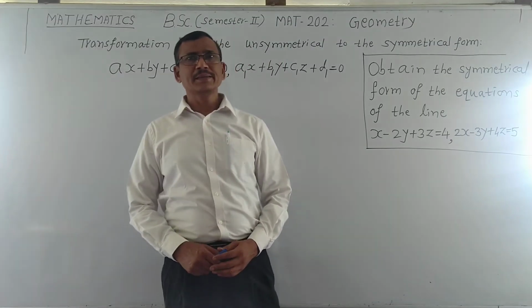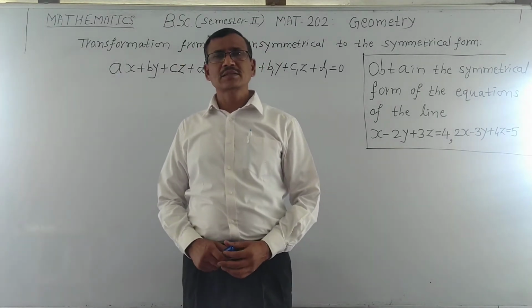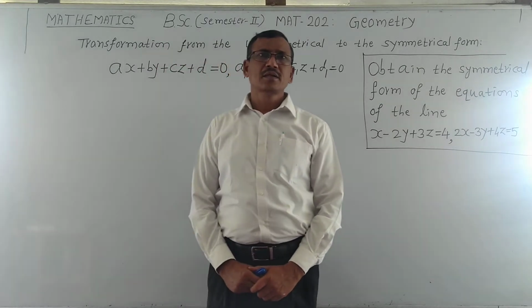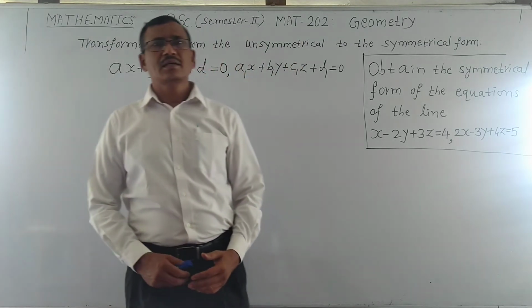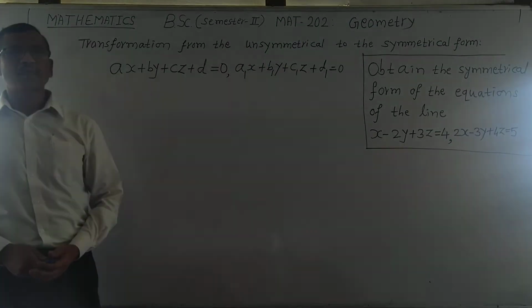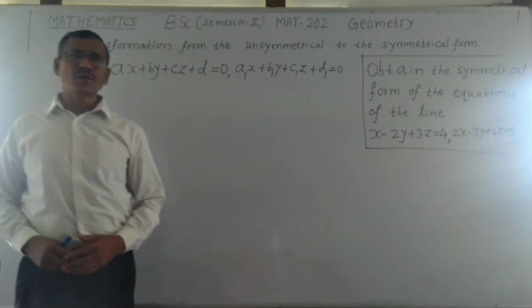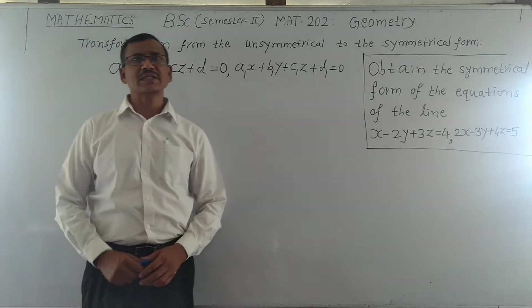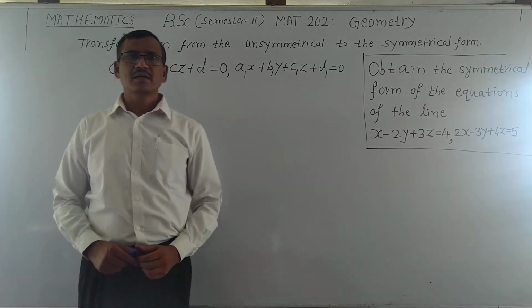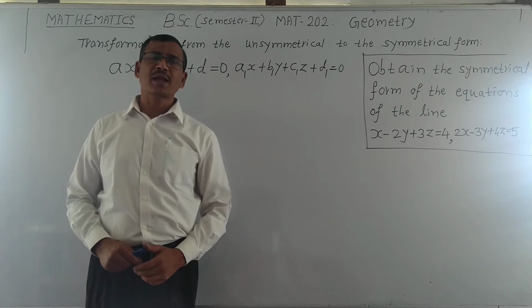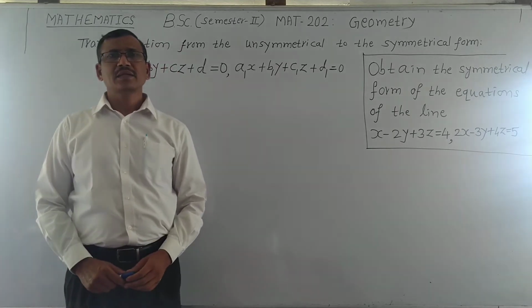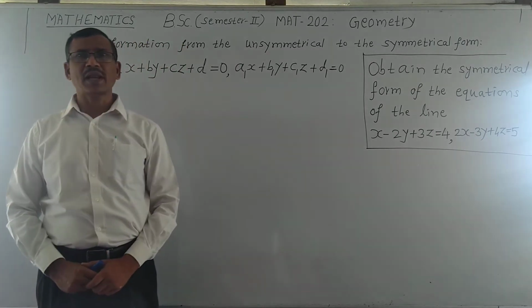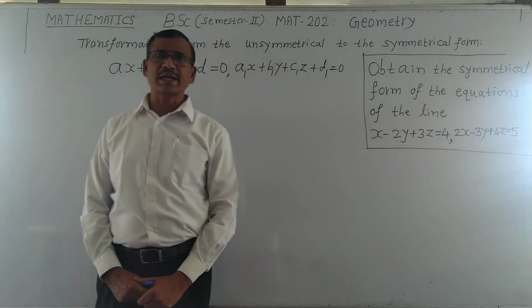Good morning, everybody. In the last lecture, we started the chapter on the right line. We have seen how we can write the equation of a line in space. We know that a line is formed by the intersection of two planes. That means the intersection of two planes is a line, and therefore the equation of a line is written by taking the equations of two planes together, and this form is called the unsymmetrical form.